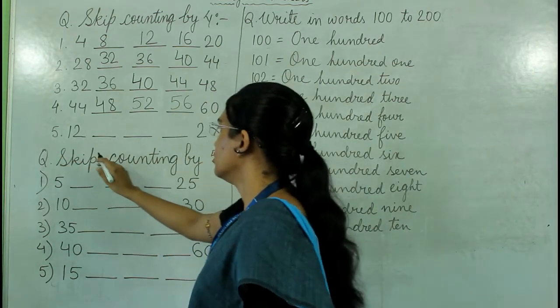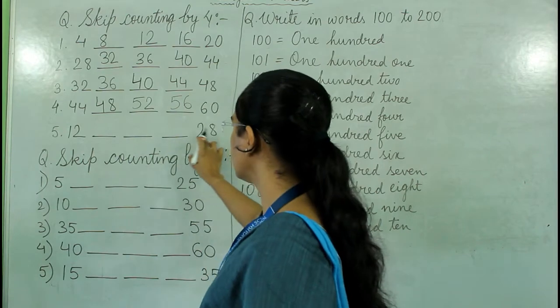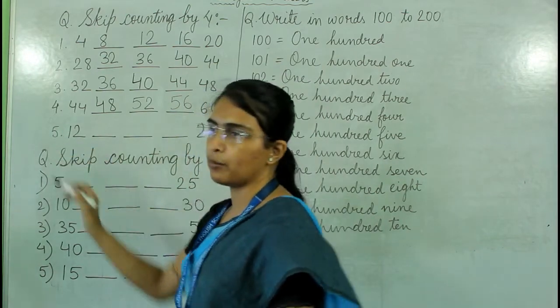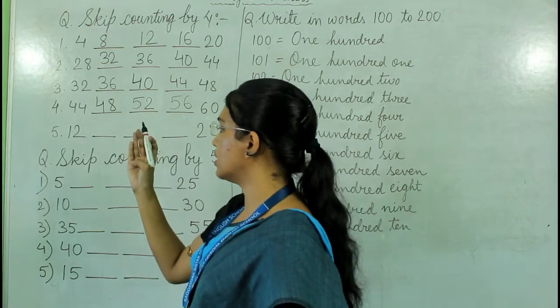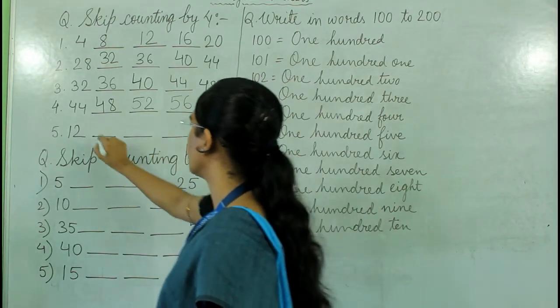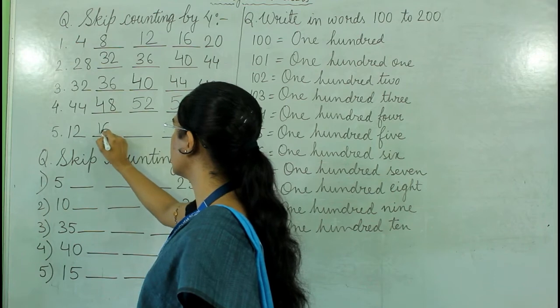Number 5. 12 dash dash dash 28. So from 12, how many numbers we have to skip? 4 numbers. That means after 12, 13, 14, 15, 16. If you skip 4 numbers, you will get 16.